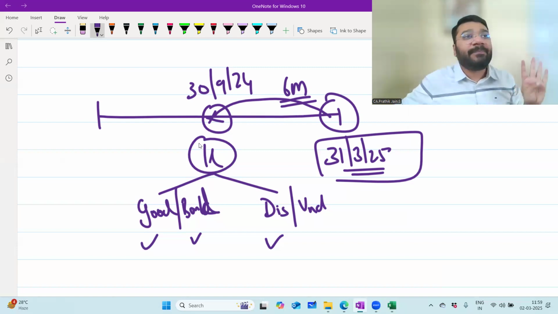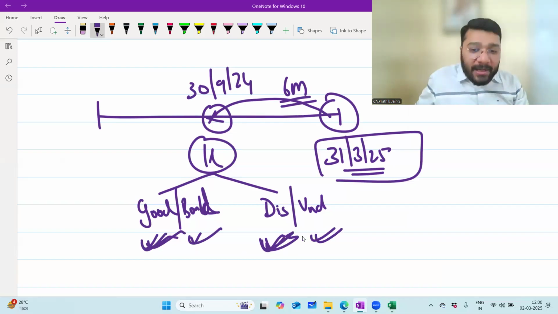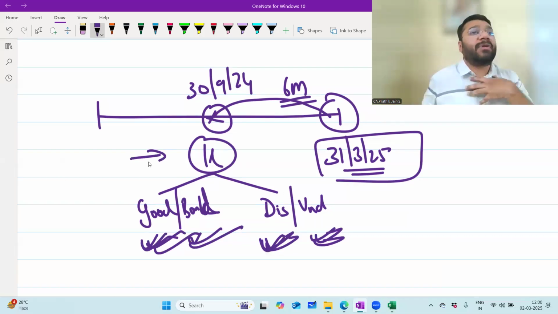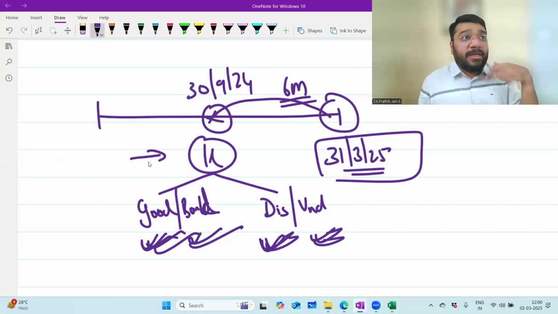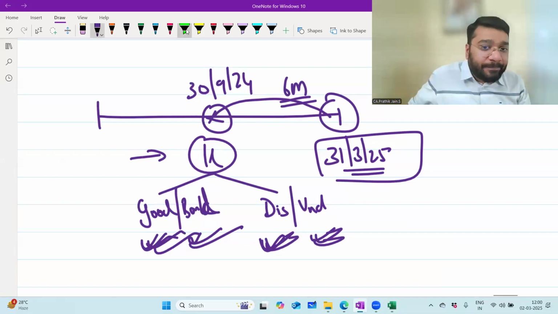How many categories total? Four categories. Disputed good, disputed bad, undisputed good, undisputed bad. Now please tell me, this 1 lakh rupees is good or bad for us? Anywhere in the question did I tell this is doubtfulness? Did I express my doubtfulness? No. So it is good for me.